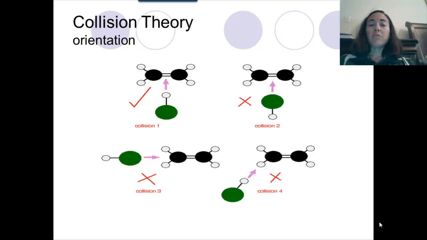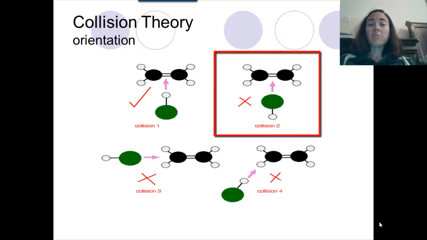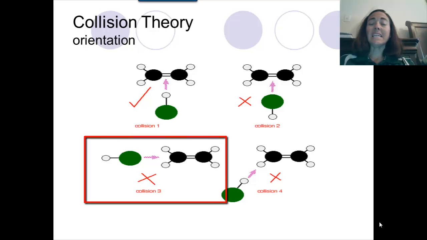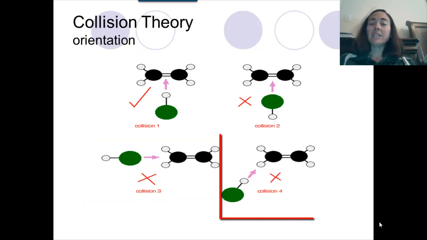Collision number 2 on the top right has the smaller molecule backwards, so that collision does not result in a reaction. Collision 3 on the bottom left of this slide shows an end-to-end collision. That's not the proper orientation, so no reaction occurs there. And then finally, collision 4 on the bottom right of this slide shows you a diagonal collision. This also does not result in a reaction occurring. So the orientation of the molecules is important.